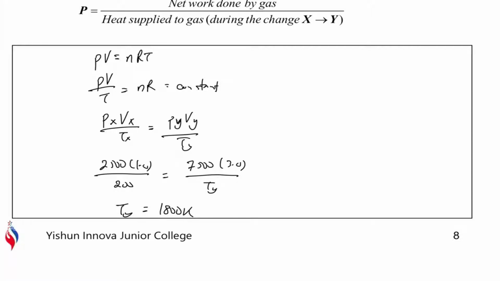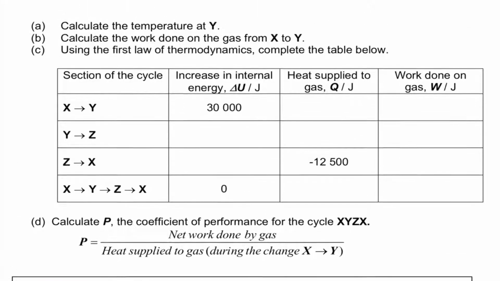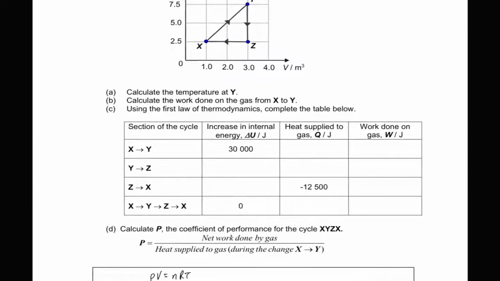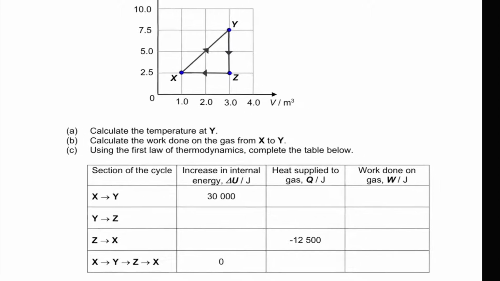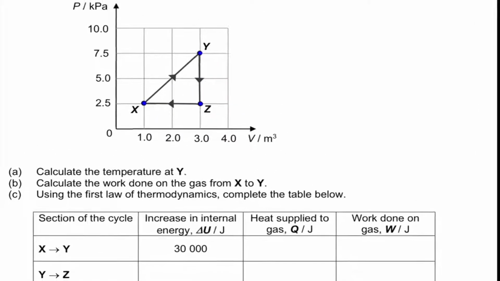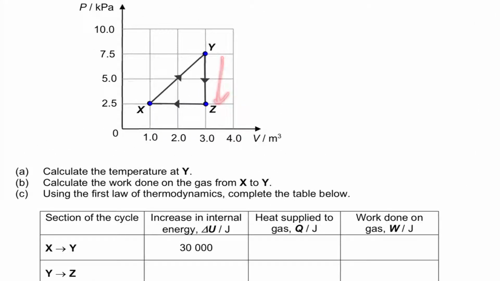Okay, so now this is done. We can go back up to fill in the table, see what we know right now. Okay, again, let's fill in the things that are easy. Let's see which one I thought was the easiest. Okay, we can look at work done first. Work done from Y to Z over here. This one here is a constant volume. So work done is 0.